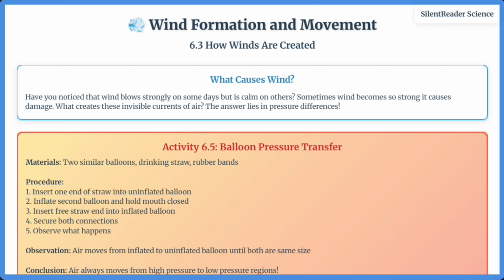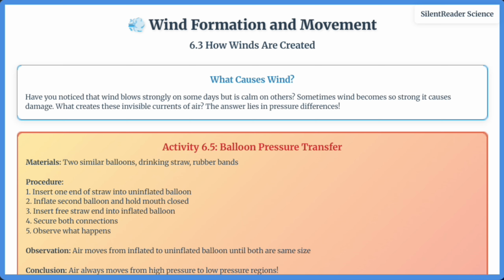Air moves from the high-pressure inflated balloon to the low-pressure uninflated balloon until pressures equalize. This demonstrates the fundamental principle that air always moves from high to low pressure. This explains daily wind patterns like sea breeze and land breeze.